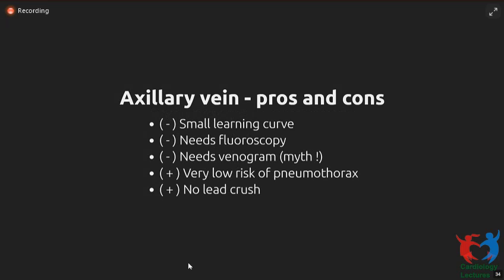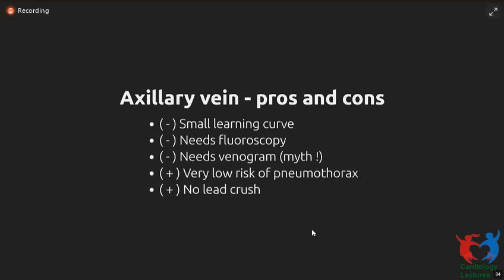So there is a definite learning curve, but it's small. It does need fluoroscopy, which is why it's not very ideal for placing, say, catheters in the ICU. But in a cath lab where you're doing the implants, where you anyway have fluoroscopy, it's not a major con. People think you always need to have a venogram, but that's a myth.